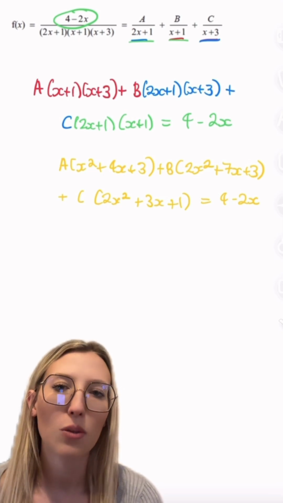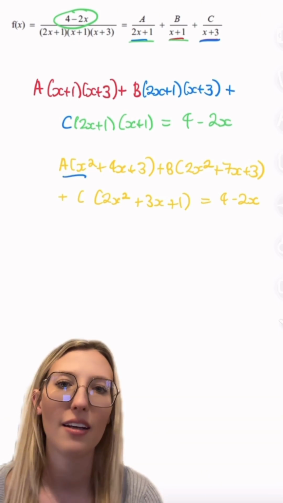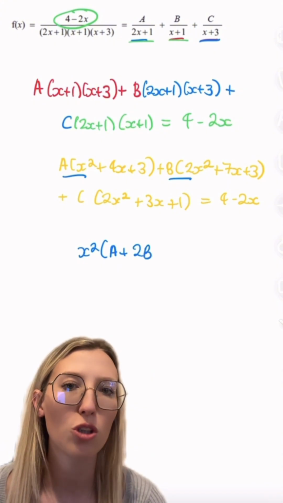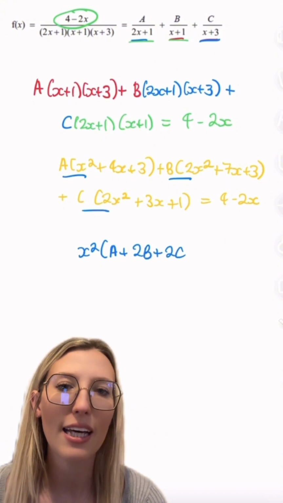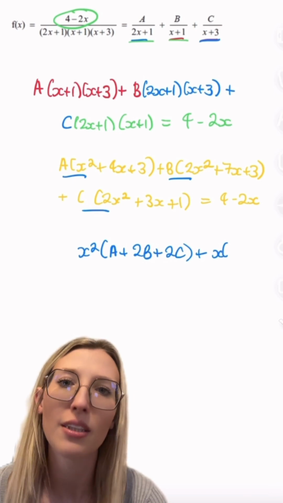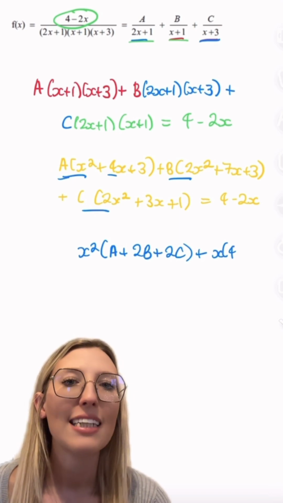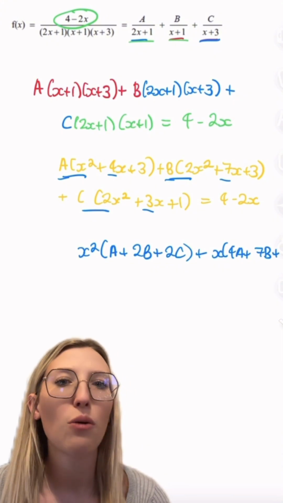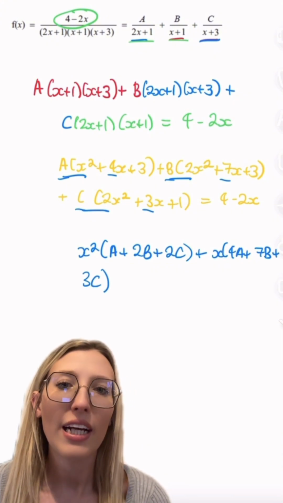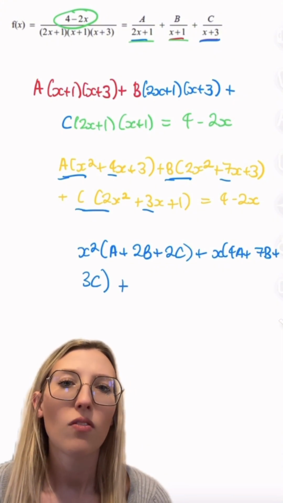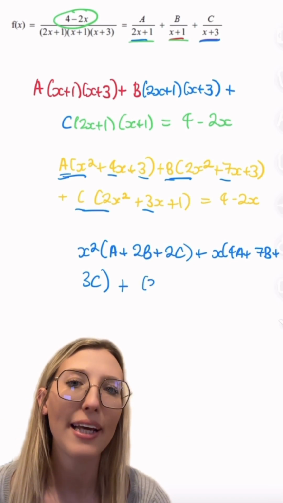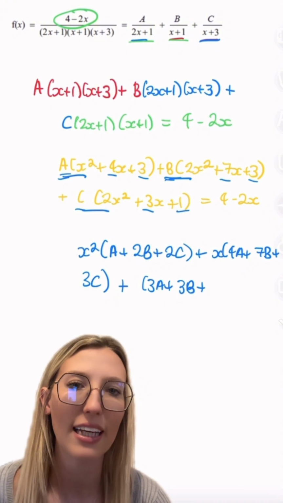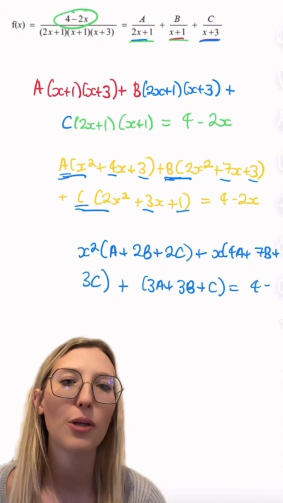So now let's just get our x squareds together, we'll get our x terms together, and then our integer values together. So we're going to have x squared, we've got an A, we've got a 2B, and we've got a 2C here. We've then got our x terms. So we've got 4A, 7B, and then 3C. And then finally, we have got our 3A, we've got our 3B, and we've got our single of 1C, which we can just write as C. And again, this equals 4 minus 2x.